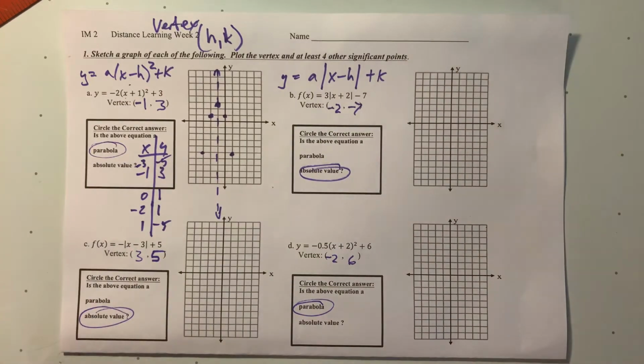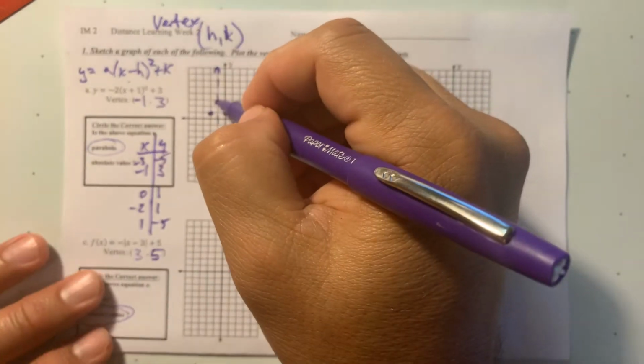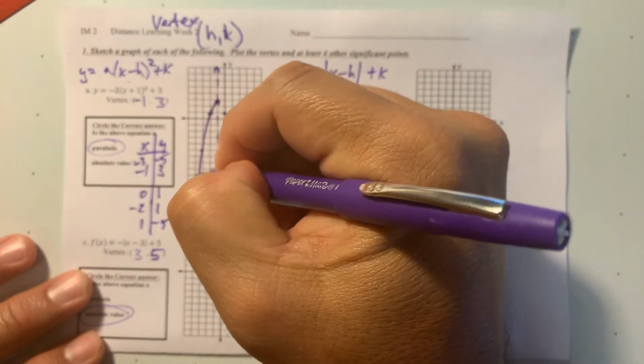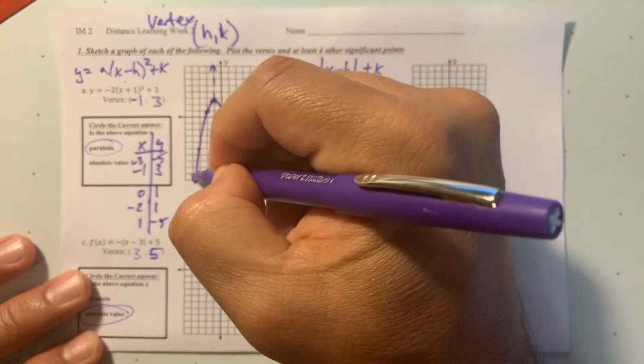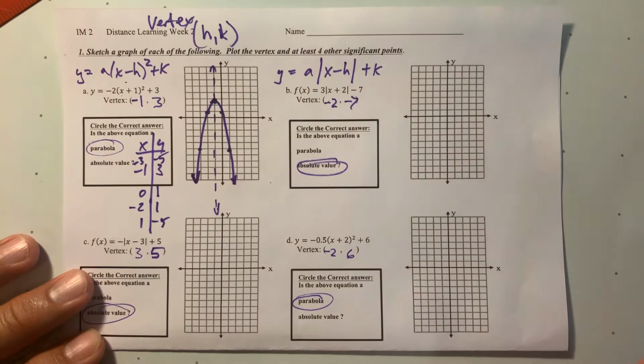And then it's just a matter of sketching that parabola. It opens down, smooth curve. You don't connect the dots with a straight edge, but you try and do the best you can to draw a smooth curve, and don't forget your arrows.